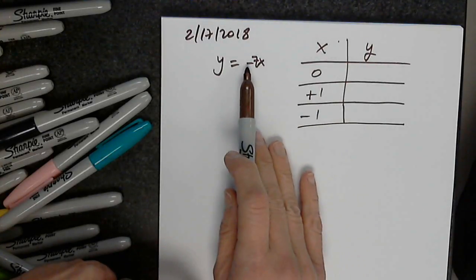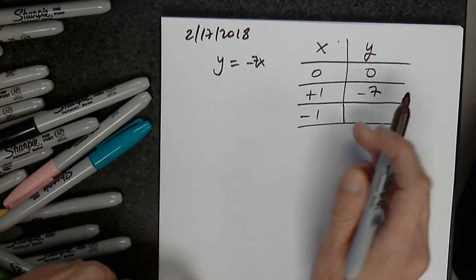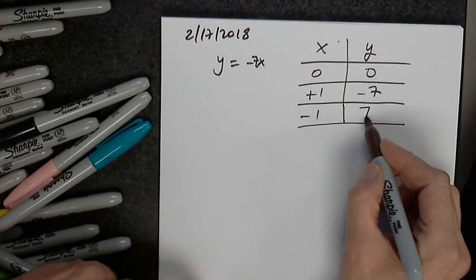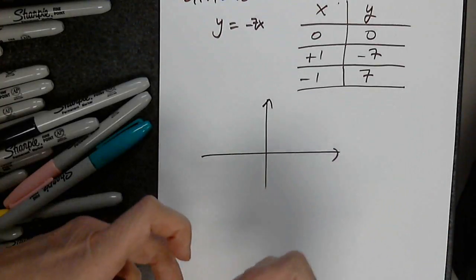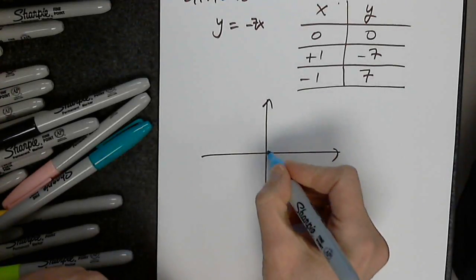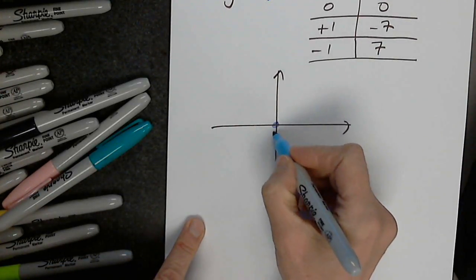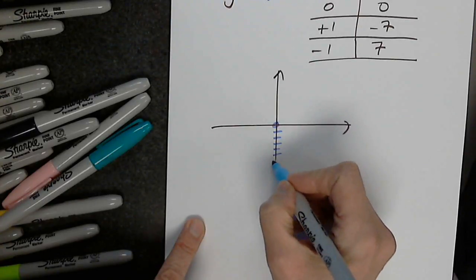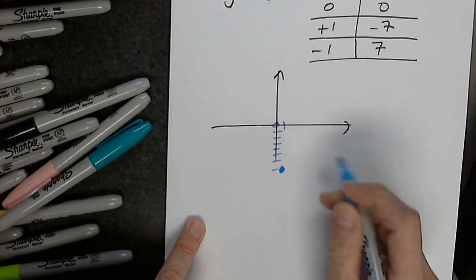Okay, so 0 times -7 is 0. 1 times -7 is -7. -1 times -7 is 7. So now when I plot, I will plot 0, 0, then 1 comma -7: 4, 5, 6, 7. 1 comma -7.